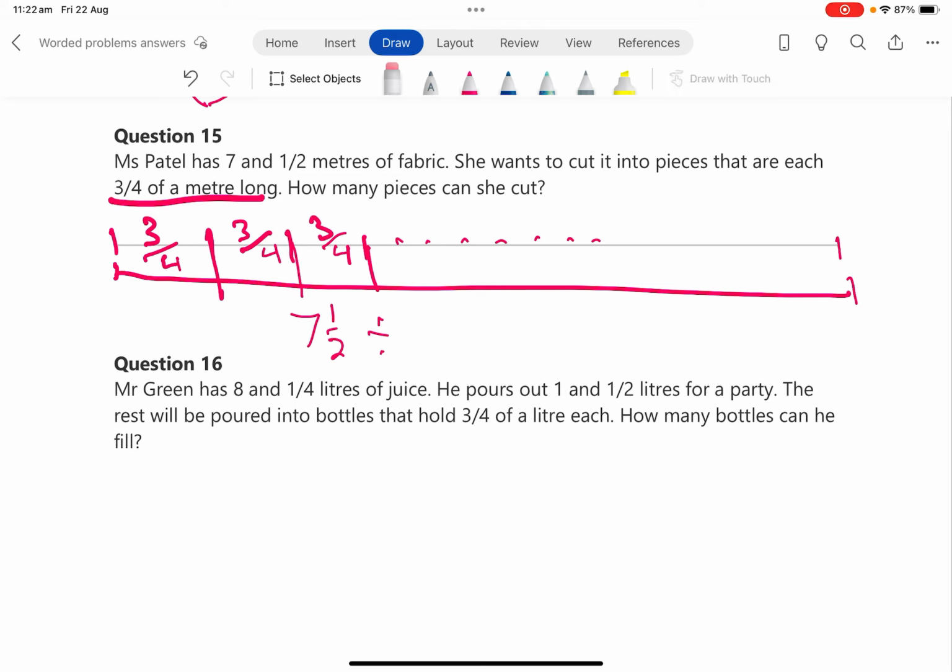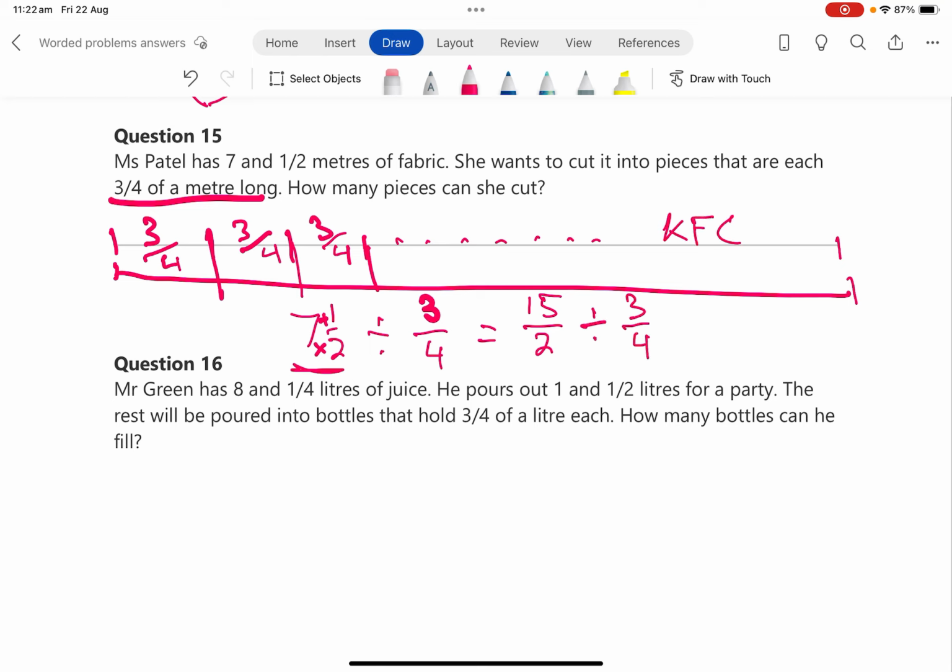I've written that wrong, sorry. Divided by 3 out of 4. And in order to do this, this mixed number is a bit of a problem, so we need to turn that into an improper fraction. 7 times 2 plus the 1, so 7 times 2 is 14, plus the 1 is 15 out of 2, divided by 3 out of 4.